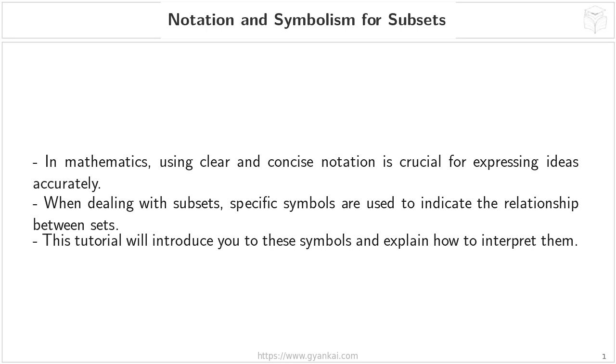We'll not only learn what the symbols are, but also how to interpret them correctly. We'll be working through examples to make sure you're comfortable using them. We'll start with the main subset symbol itself on the next slide, so pay close attention, as understanding these symbols is vital for more advanced set theory concepts later on.